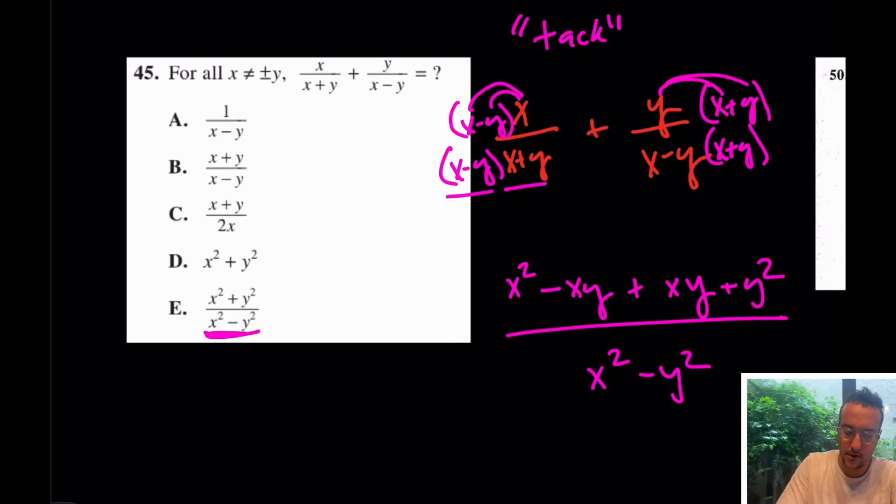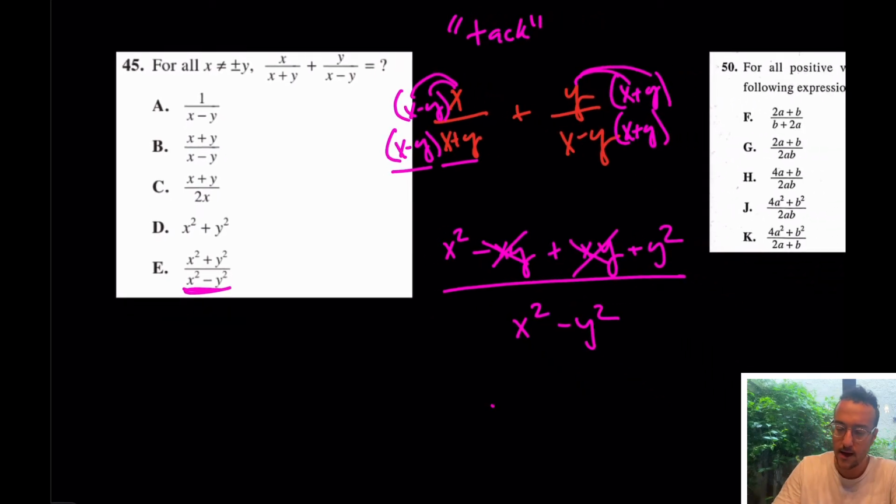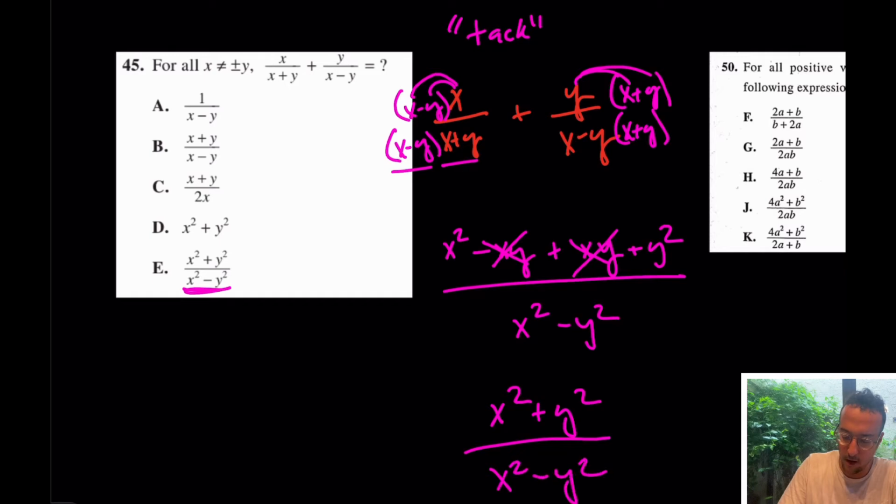And don't forget to use your answer choices to see that as well. From here, we're about to be done. We have to recognize that this and this cancel, really the minus xy and the plus xy cancel, and we're done. We're done as soon as we see x squared plus y squared all over x squared minus y squared. The answer here is E.